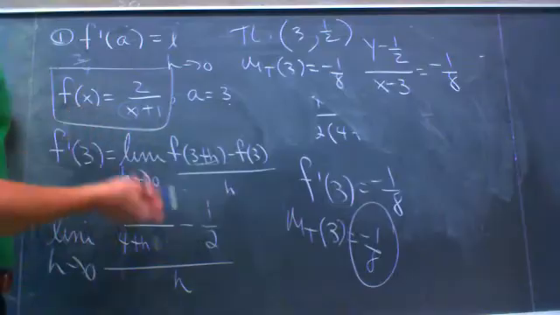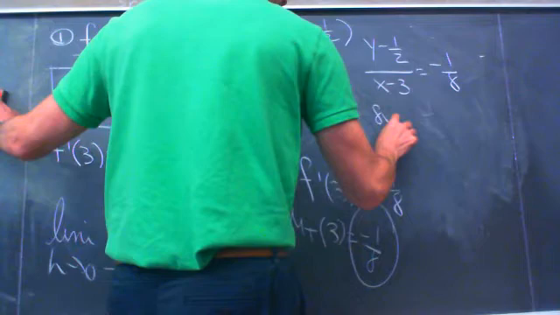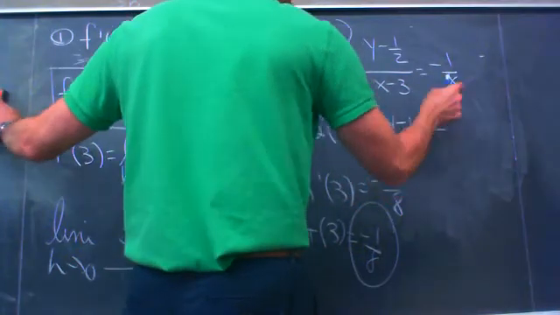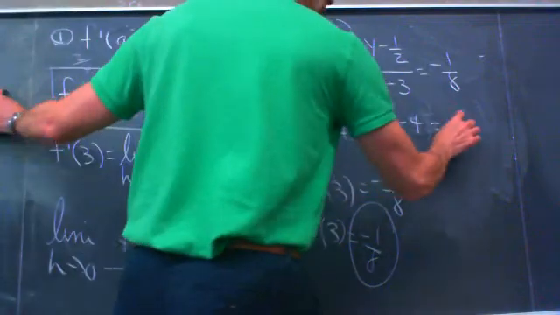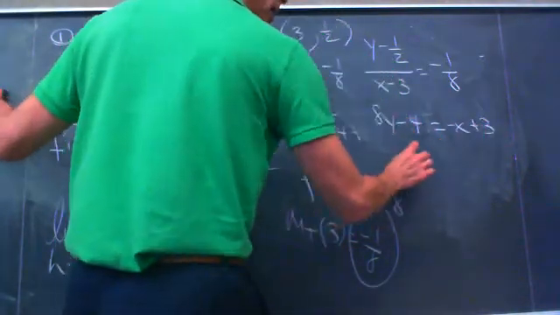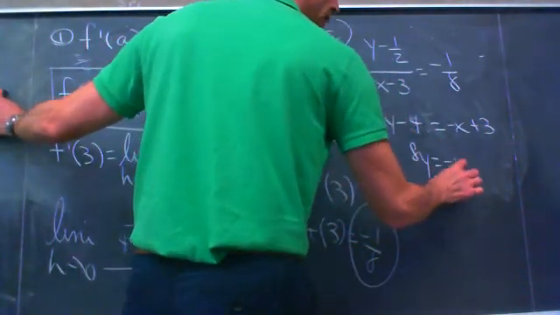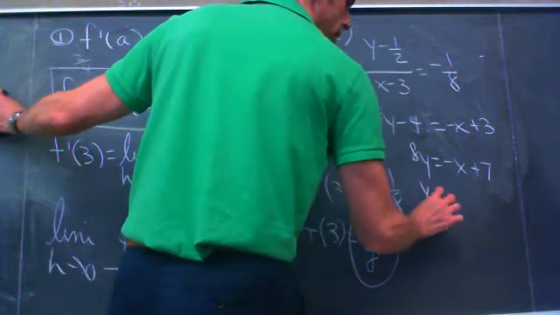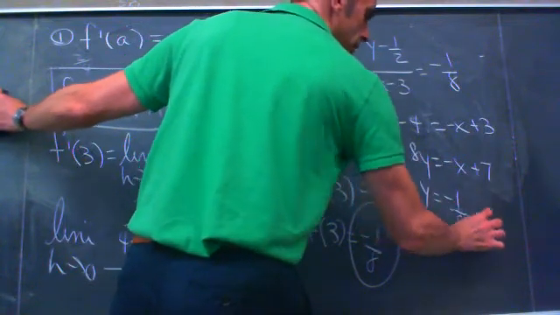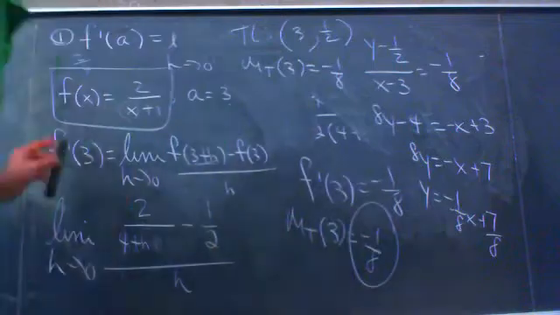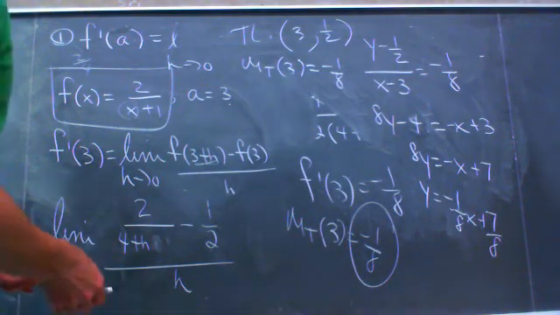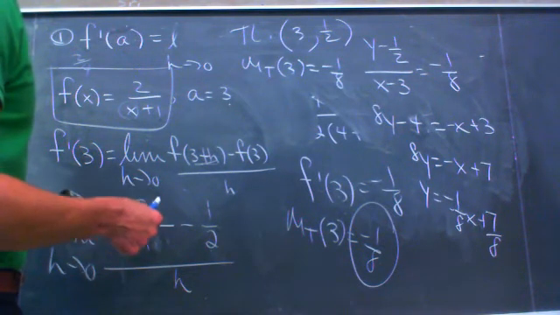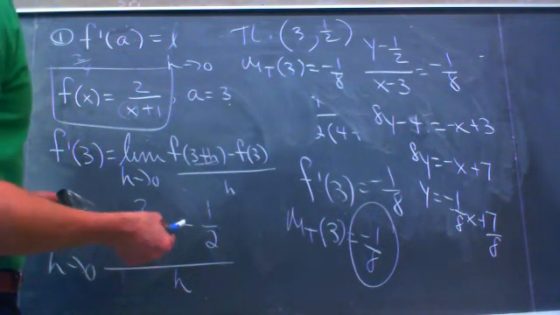You can cross multiply and get 8y minus 4 equals negative x plus 3. 8y equals negative x plus 7. Divide, and you'd get negative 1/8 x plus 7 over 8. That's my tangent line. The normal line is the line perpendicular to the tangent line.